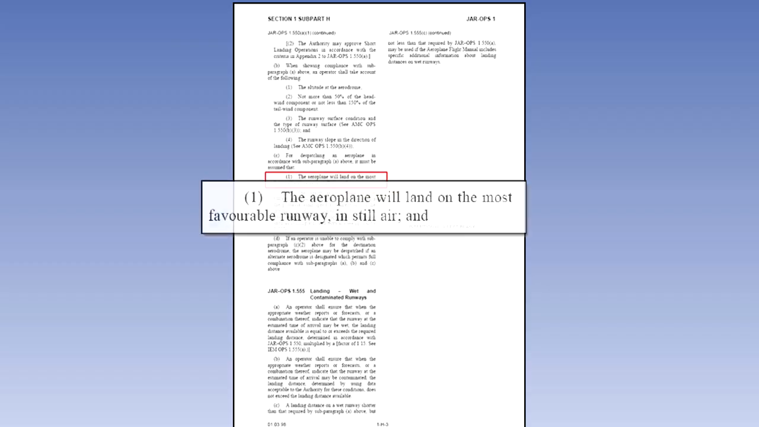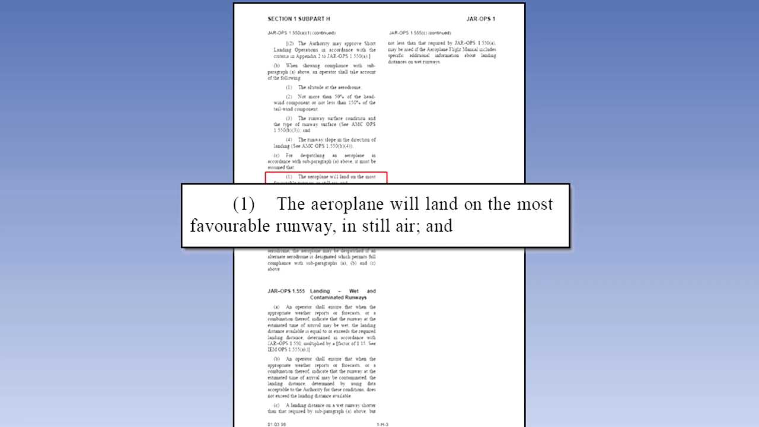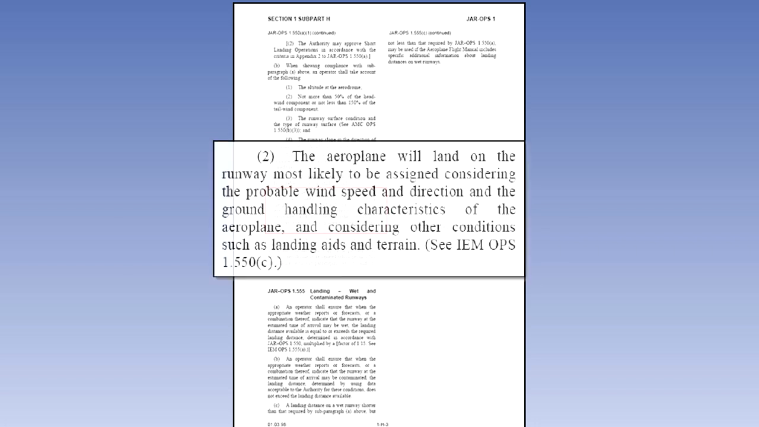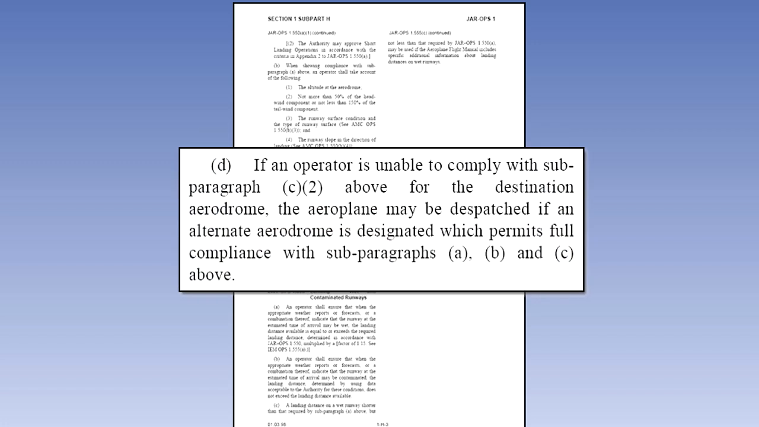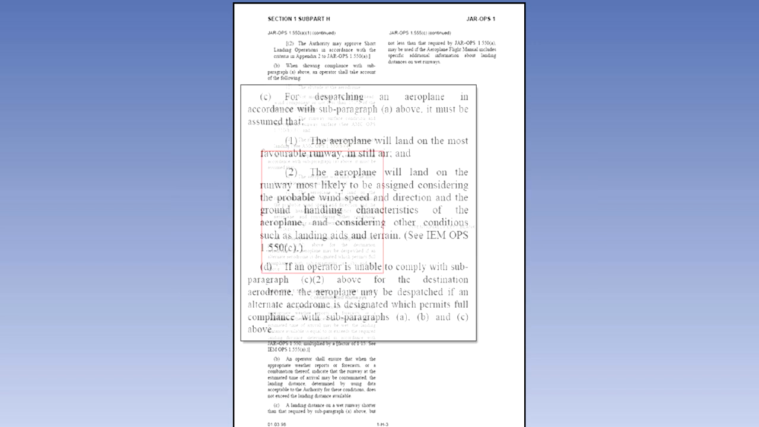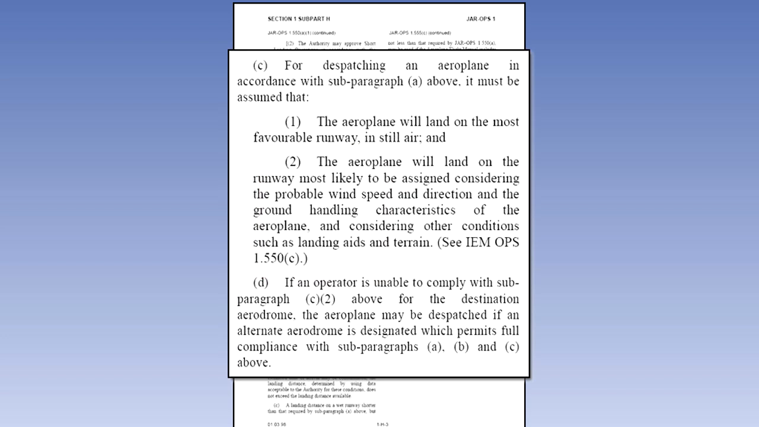The dispatch rules found in JAR Ops 1.550 paragraph C state that for dispatching an aeroplane, it must be assumed that, firstly, the aeroplane will land on the most favorable runway at the destination airfield in still air, and, secondly, that the aeroplane will land on the runway most likely to be assigned, considering the probable wind speed and direction. If this second assumption cannot be met, the aeroplane may be dispatched only if an alternate aerodrome is designated at which full compliance of the regulatory dispatch requirements can be met. These dispatch regulations may sound a little complicated, so let's examine them further.